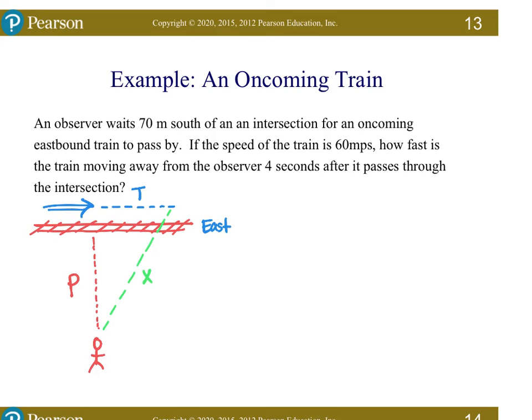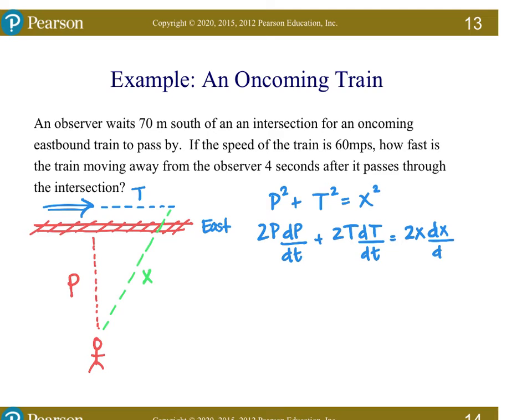Okay, and so geometrically, because it's a right triangle, we've got p squared plus t squared equals x squared. So we bring time into the problem: 2p times dp dt plus 2t dt dt. Careful with your t's because one has to be capital and one has to be lowercase. And then 2x dx dt. And because we have all of these common values of 2, we can reduce the problem by 2 just to make it a little cleaner for us. So we have p dp dt plus t dt dt equals x dx dt.